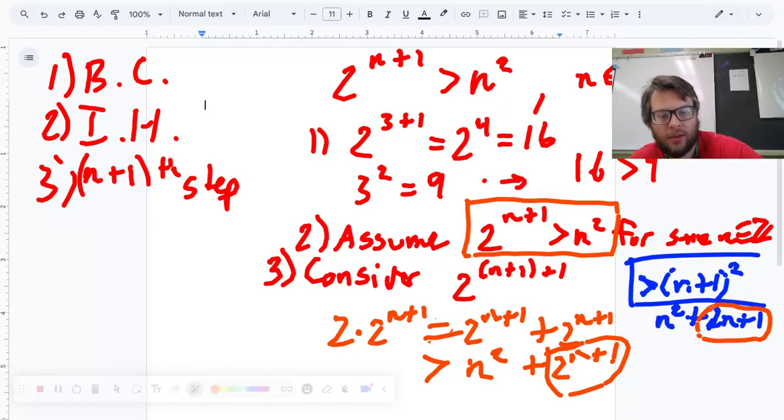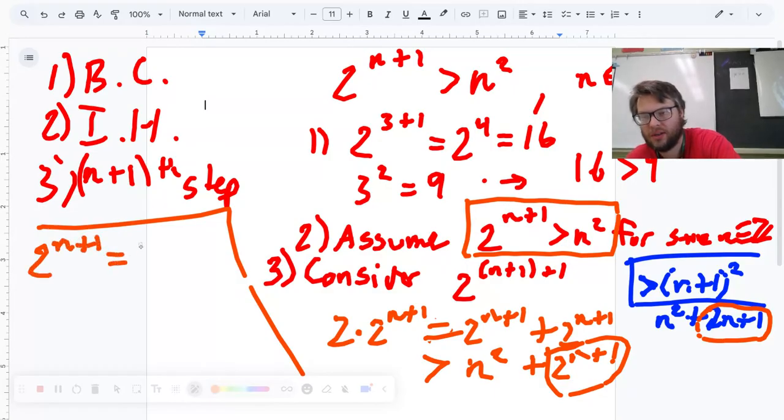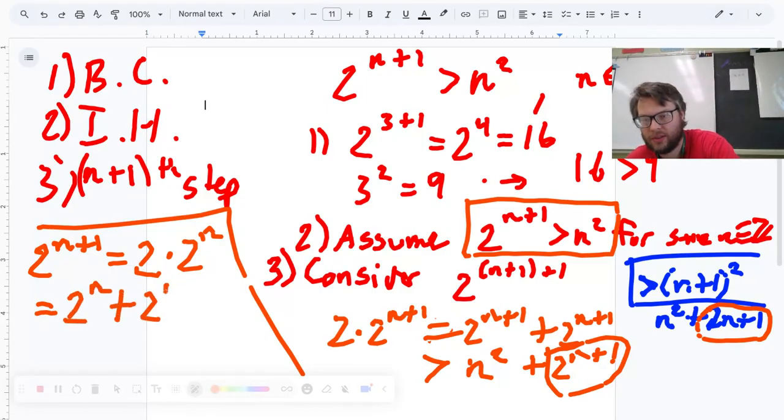Okay? We can do a very similar thing. I'll just do it over here on the left side. That 2 to the n plus 1 is 2 times 2 to the n. It's 2 to the n plus 2 to the n, which is greater than 2 times n plus 1.